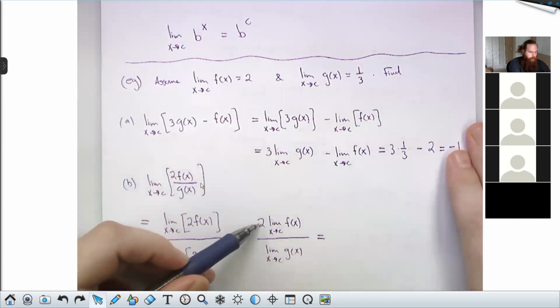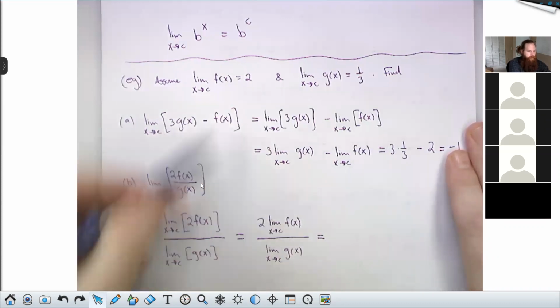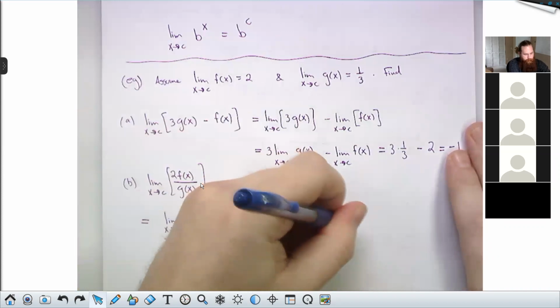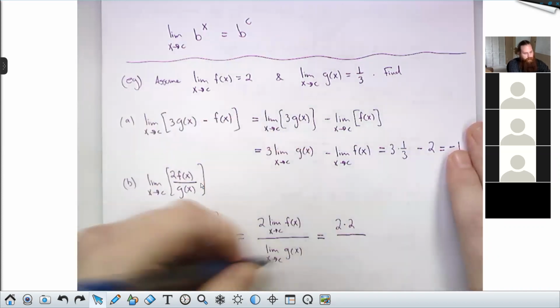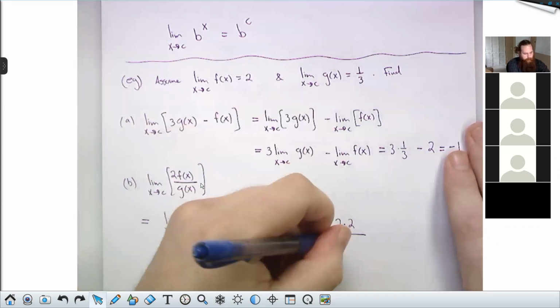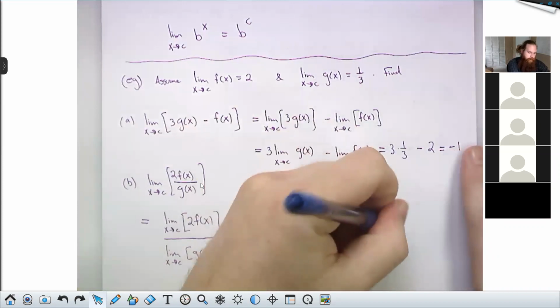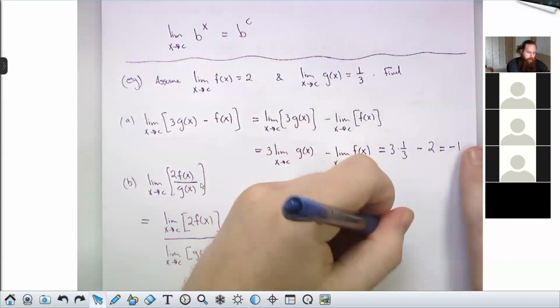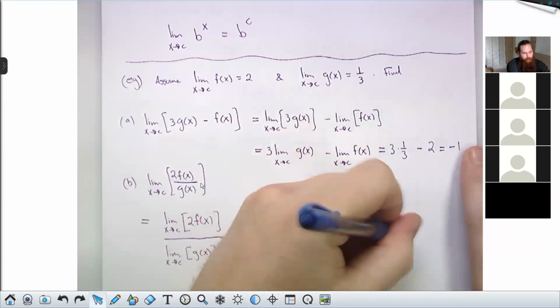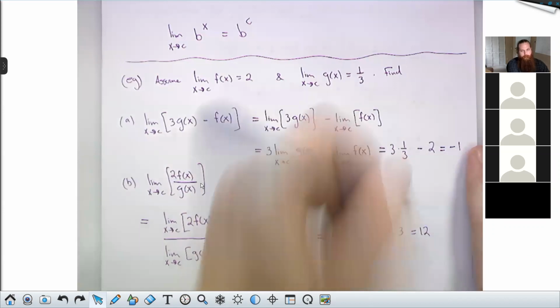The numerator is 2 times the limit as x approaches c of f of x. Oh, that's 2. So the numerator is 2 times 2. And the denominator here is 1/3. And we need to be careful with our fraction arithmetic. That's 4 times the reciprocal of 1/3, which is 3. So this guy would be 12.